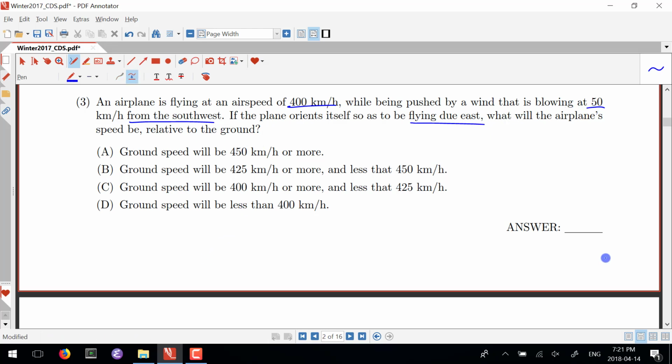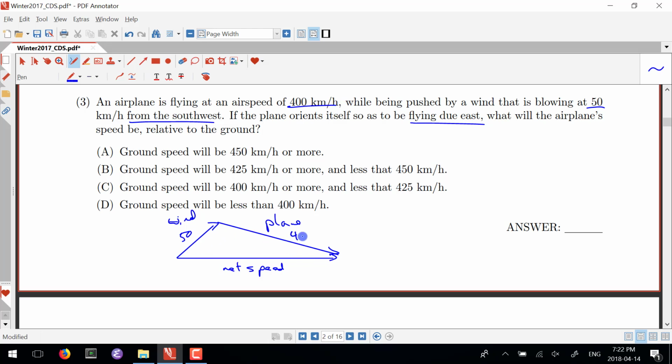We know one of the vectors completely, one of the velocity vectors. 50 kilometers from the southwest means towards the northeast. And so we're going to have that as our wind. And it has a magnitude of 50. I'll just tidy that up here. And then what we want is to add the plane to achieve a goal that is the net speed being due east, but the plane is going to have to fly in some element south to make this work.